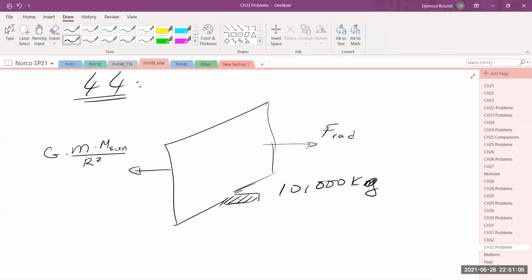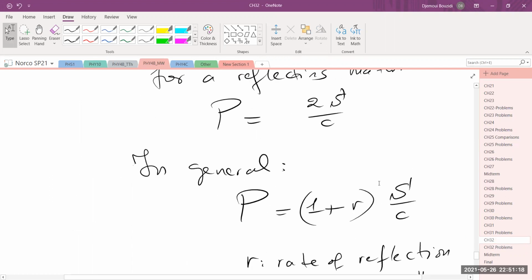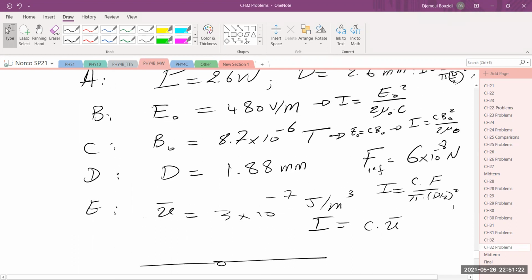for you to have it accelerated. If it's not enough, then you cannot overcome the force of gravity. So let's find this force of radiation. Remember the force of radiation in this case from the lecture again. We just wrote it actually. The force of radiation, we just wrote it in here.